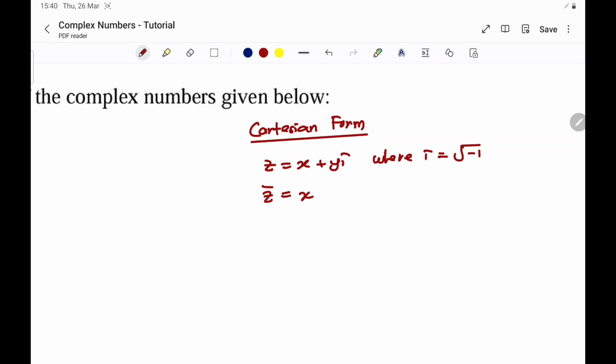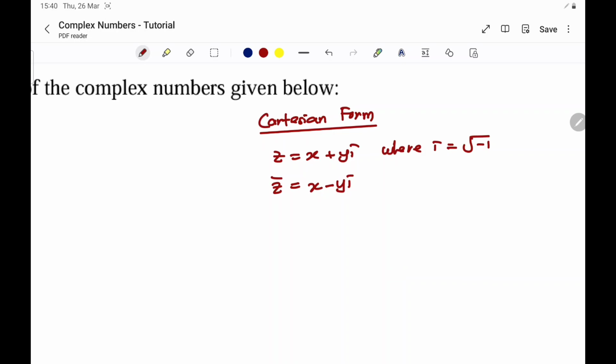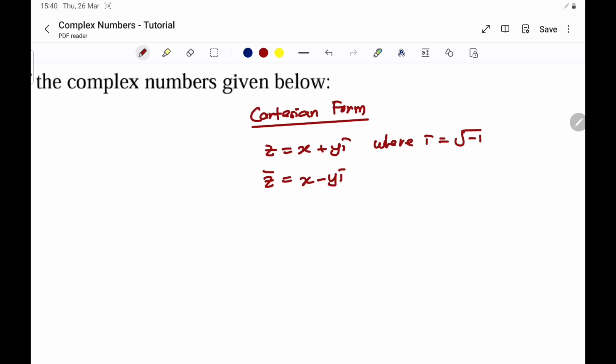How to write the conjugate? It is similar to the complex number, where x is similar and y is also similar. If the value of x is 2, then x is 2 also for the conjugate. If the value of y for the complex number is 5, then for the conjugate it is 5 also, but you have to put a negative sign in front. So it becomes -y, where i here is still square root of -1. You just have to change the sign of y.